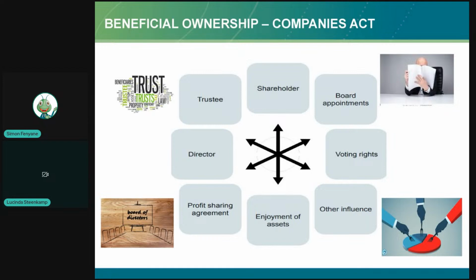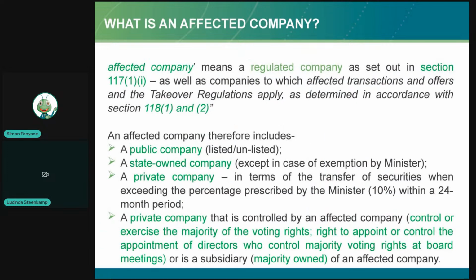Directors and trustees in terms of trusts. So although a trust is a juristic person that's not registered with the CIPC, it's registered with the Master of the High Court, the trustees and the beneficiaries in terms of the trust are beneficial owners or exercise effective control over the trust that may be a shareholder in a company, and then of course any other influence that's not defined. As I said, not necessarily an exhaustive list.